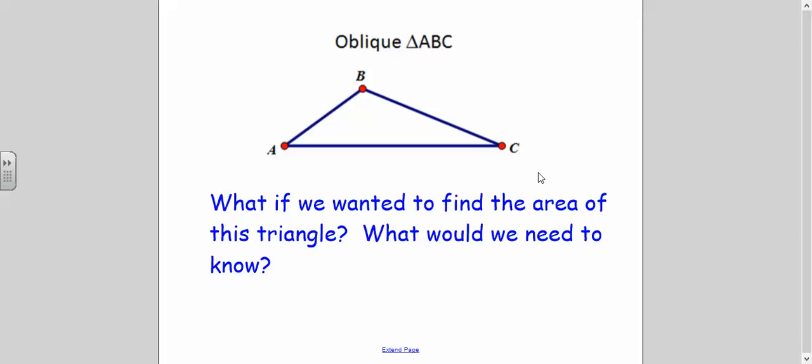And what if you wanted to find the area? You wanted to find the height of this triangle. In order to find the area, you remember that the area of a triangle is 1/2 the base times the height, right? So we have a base here, but we don't have a height, okay? So it looks like what we would need for this triangle is to know the height. How could we do that?